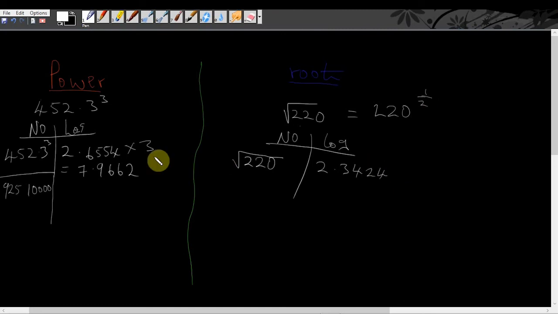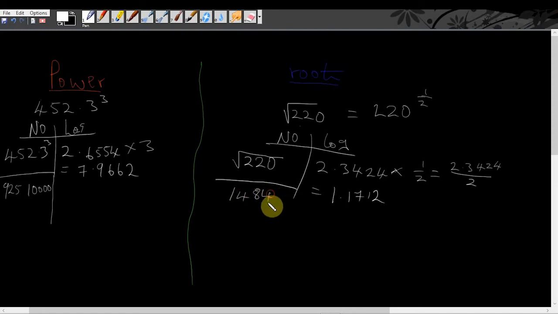Now multiply. Remember here, when the power was 3, we multiplied by 3. Now the power is 1 over 2. Multiply by 1 over 2. It is 2.3424 divided by 2. If you divide these two, what are you having? You are having 1.1712. Now get the antilog of this and place it here. That is your answer. If you go to the table, like we've learned, the antilog is 1484. Then the characteristic is 1. You are going to count 2 places, which is 14.84.